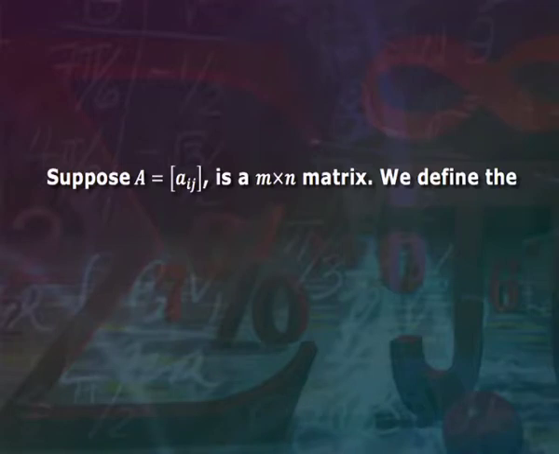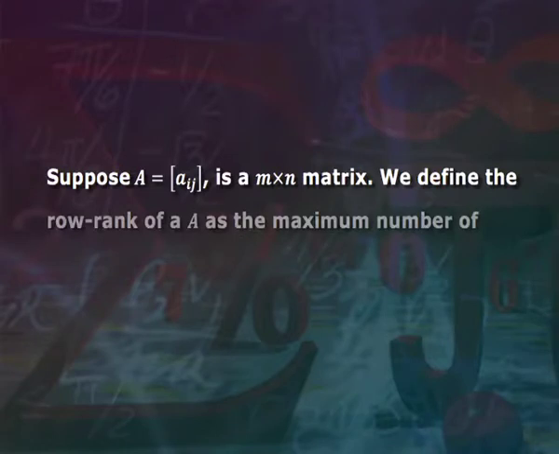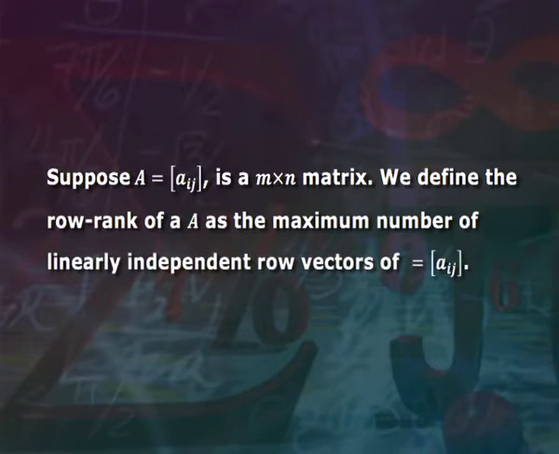Rank of a matrix. Suppose A equal to a_ij is an m by n matrix. We define the row rank of A as the maximum number of linearly independent row vectors of A. Similarly, column rank of A is the maximum number of linearly independent column vectors of A. It can be proved that for any matrix A, the row rank and the column rank of A are equal.